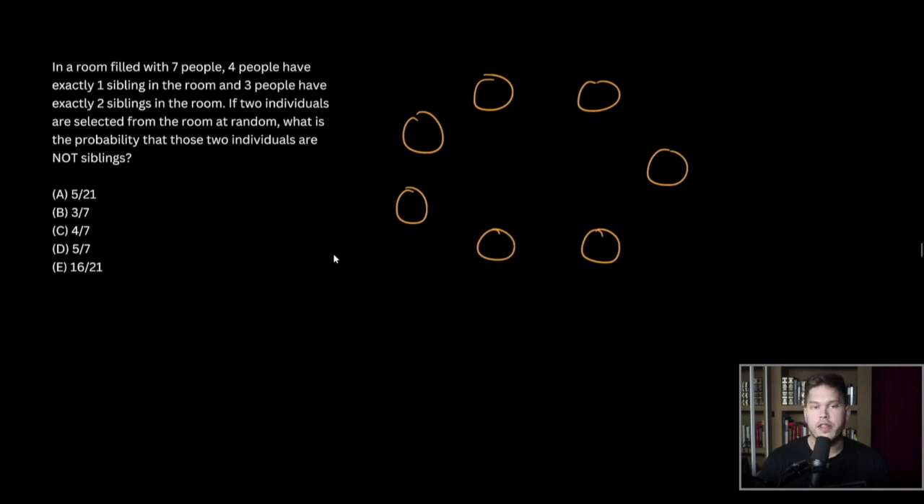And we know that 4 of them have exactly 1 sibling. So these 2 could be siblings and these 2 could be siblings. And then next we're told that the remaining 3 people are all siblings with each other, as each has 2 siblings. So this is kind of what our graph looks like. And we're asked to find the probability that if 2 people are selected, they are not siblings. So we kind of have 2 things that could happen here.